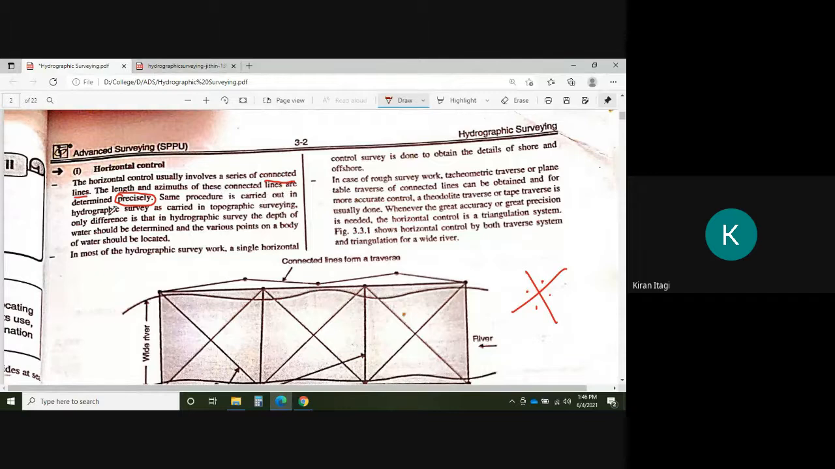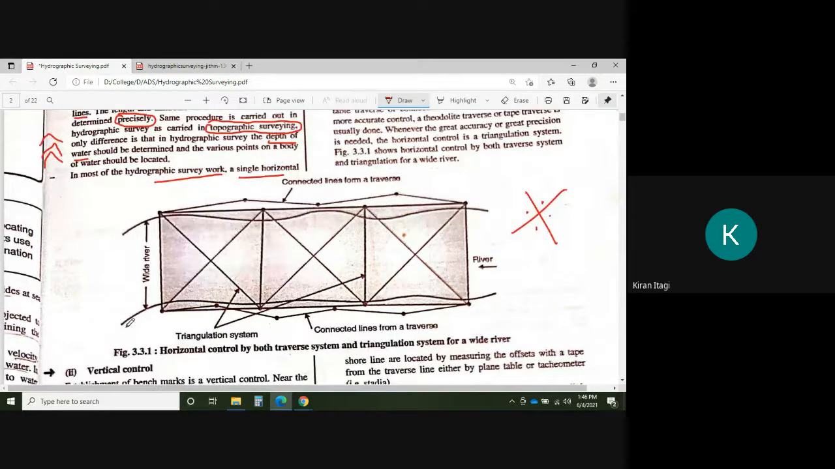The same procedure is carried out in hydrographic surveying as in topographic surveying. While making any maps, whatever procedure we follow, we do the same thing here. The only difference is that in hydrographic survey, the depth of water should be determined. There we determine the elevation or height of the ground, but here we will determine the depth of the water. In most hydrographic surveying work, a single horizontal control survey is done to obtain the details of shore and offshore. Here we will have some horizontal control points, which will be taken on the seashore.